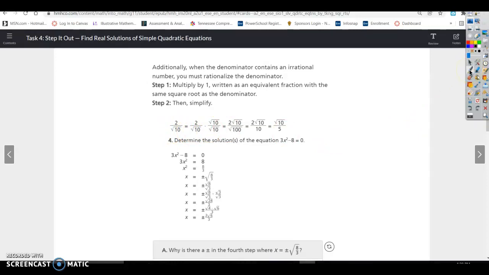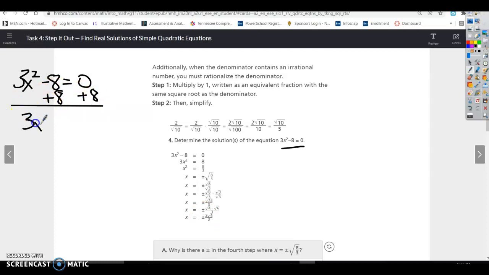All right, so let's determine the solutions for this equation. It says 3x squared minus 8 equals 0. You can see they've already worked through this, but it helps to look at these on your own. So we're going to add 8 first. So we got 3x squared equals 8. Then we're going to divide both sides by 3. So we have x squared equals 8 over 3.